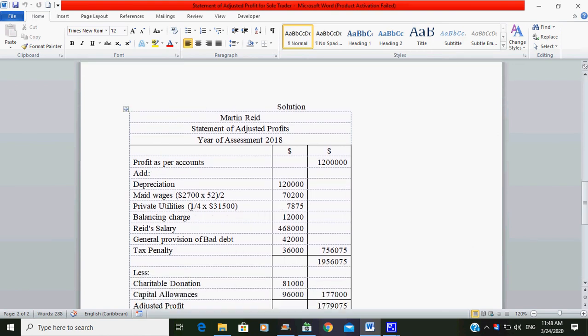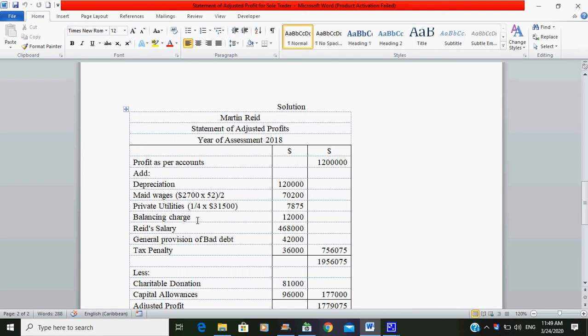Private utilities now. Remember they said that a quarter of the utilities related to the owner's private use. So we find a quarter of the 31,500 for utilities. That is the private amount, which is 7,875. That should not be taken out at all.